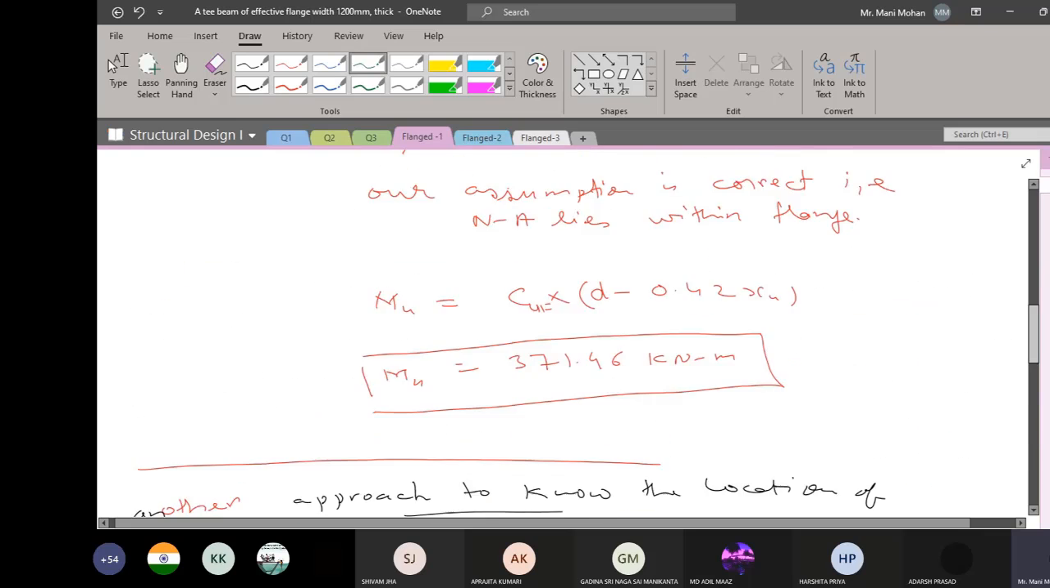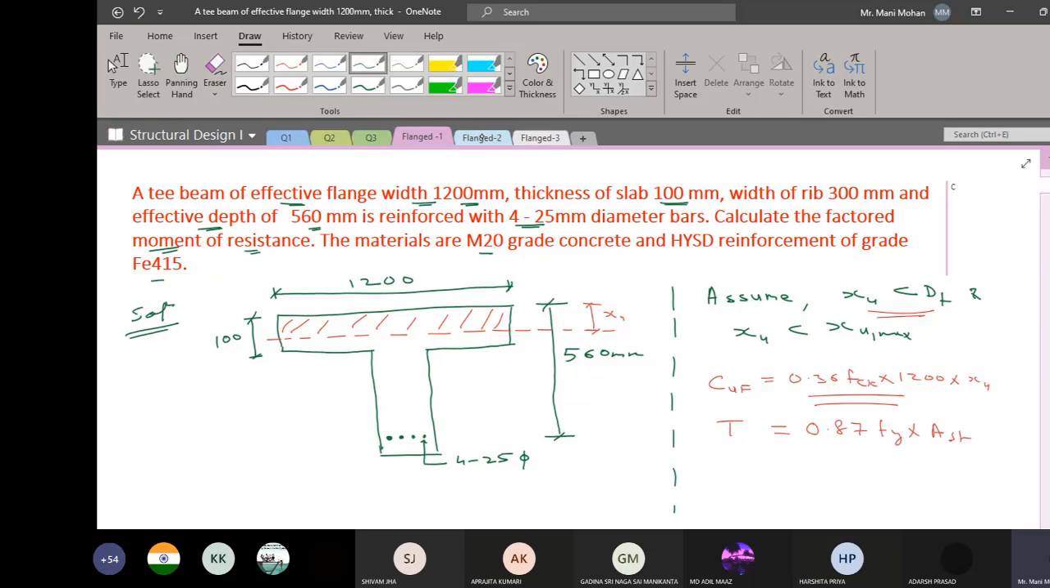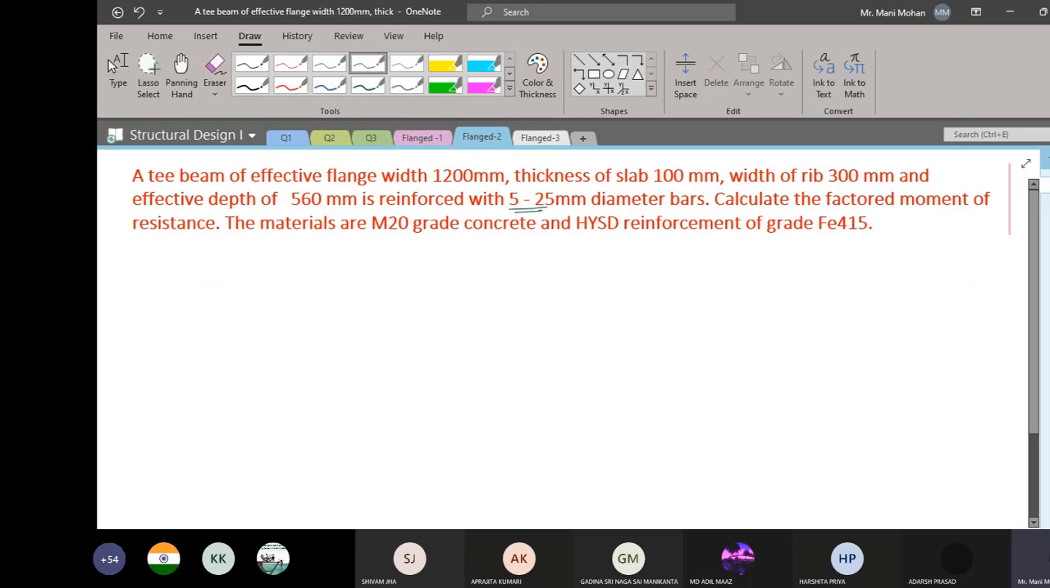Now the same problem. What I'm going to do is, instead of 4-25 diabar, I will be using 5-25. Here you see what happens. Same problem. Okay, and instead of 4-25 diabar, I am using 5-25 mm diabar.